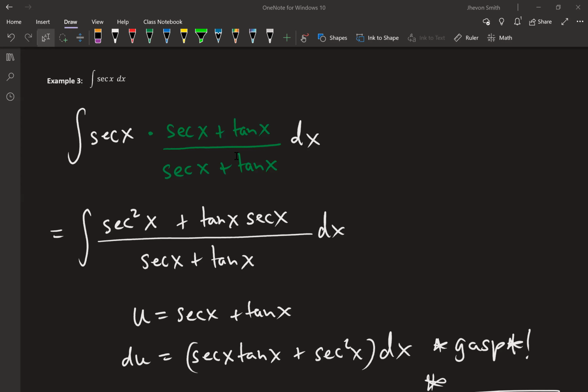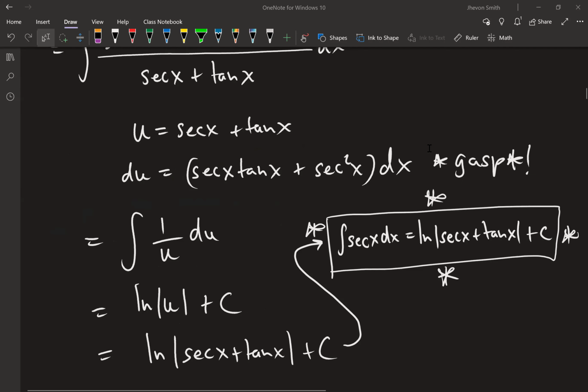Someone figured out this technique a very long time ago, and we all kind of adopted it. This is just something that we know how to do now: just multiplying and dividing by a weird function to get things to work out. That is the standard way to deal with the integral of secant x. We'll actually do another way later on, but yeah.